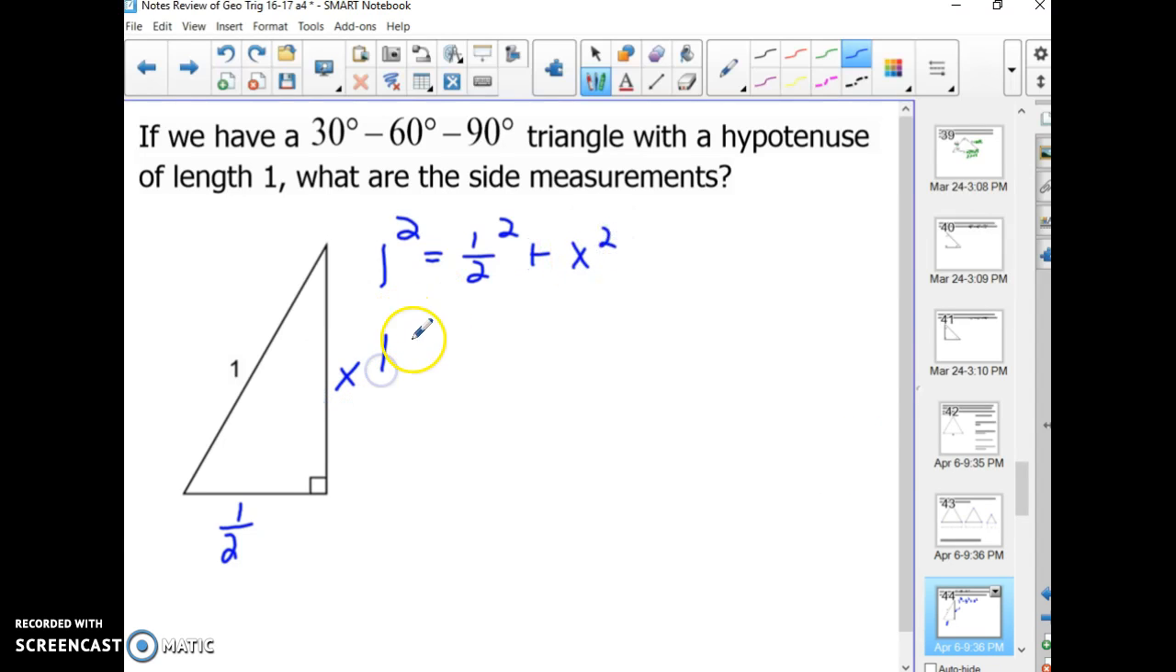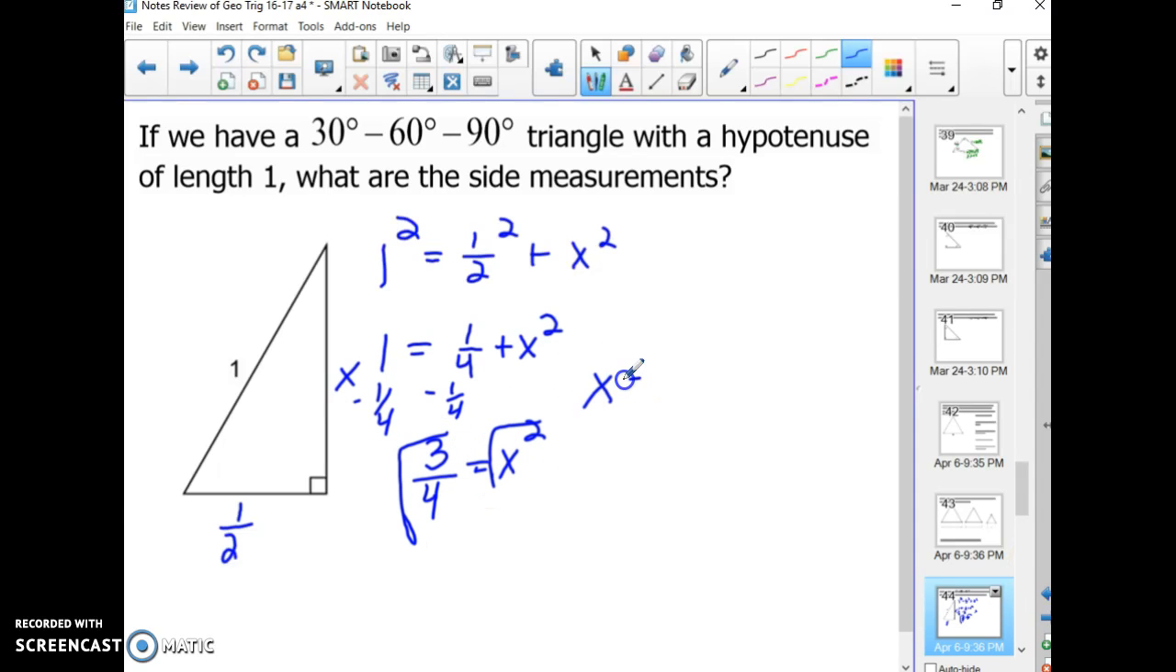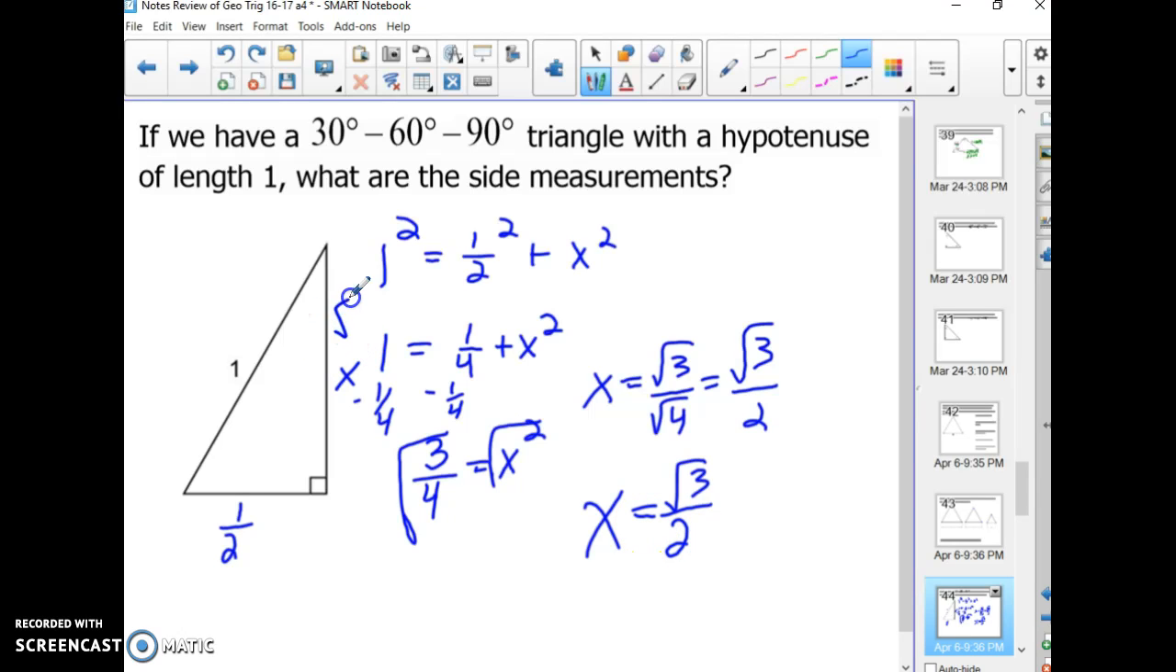So I get 1 is equal to 1/2 squared, which is 1/4, plus x squared. So here's the thing, I minus 1/4 from both sides. So I get 3 over 4 is equal to x squared. I square root both sides. So I get x is equal to the square root of 3 over the square root of 4. Square root of 3 is that, square root of 4 is 2, so I know x is equal to root 3 over 2, which is huge to know that.